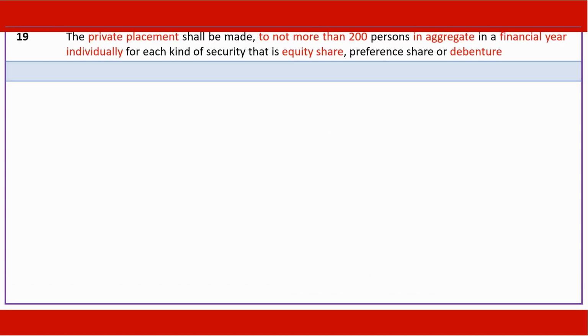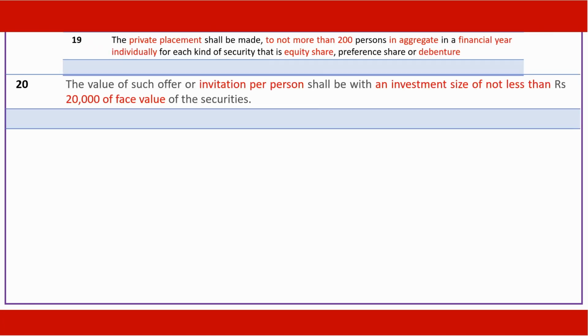A company can have private placement of equity share, preference share or debenture, and in a financial year for each of these categories the private placement can be made to 200 persons in aggregate for each. The value of invitation per person should carry an investment size of a minimum of rupees 20,000 of face value.